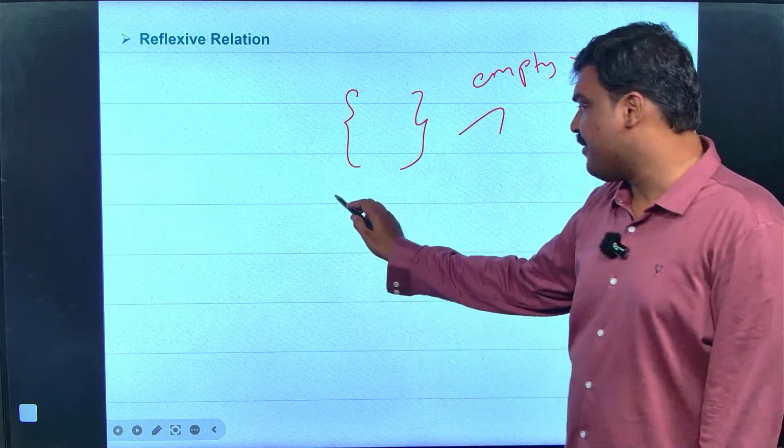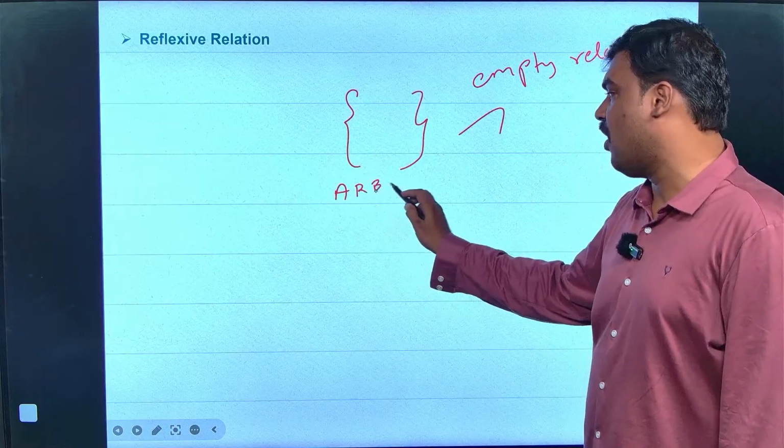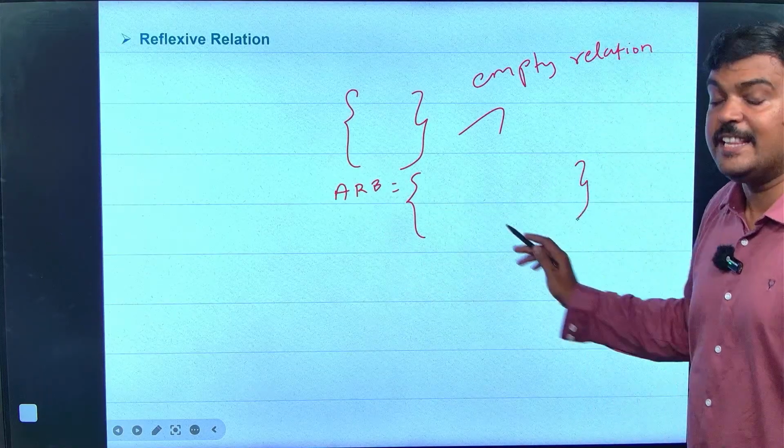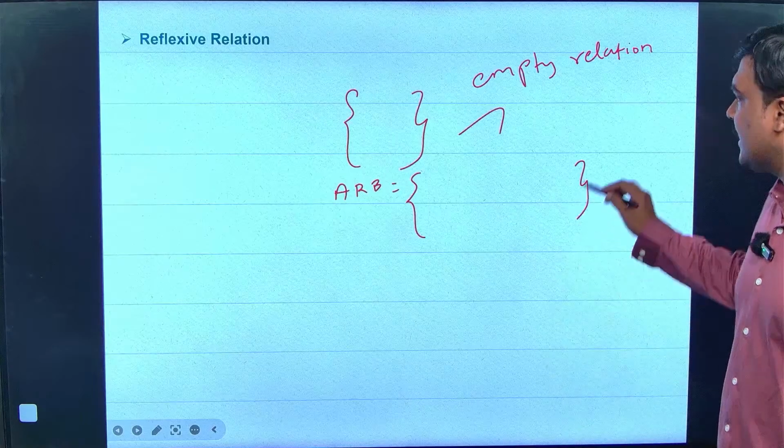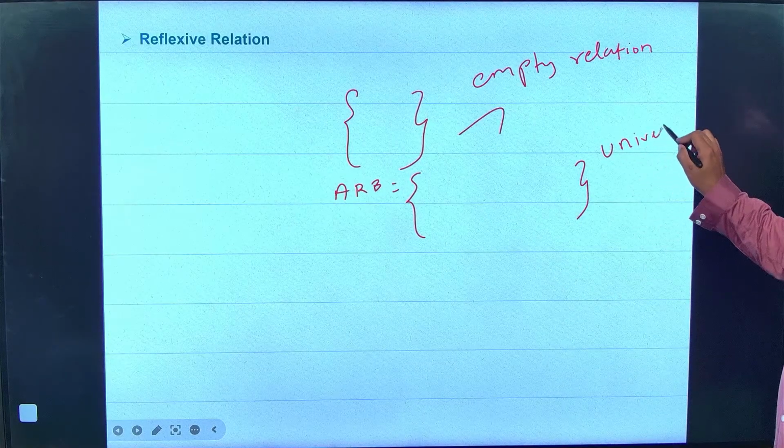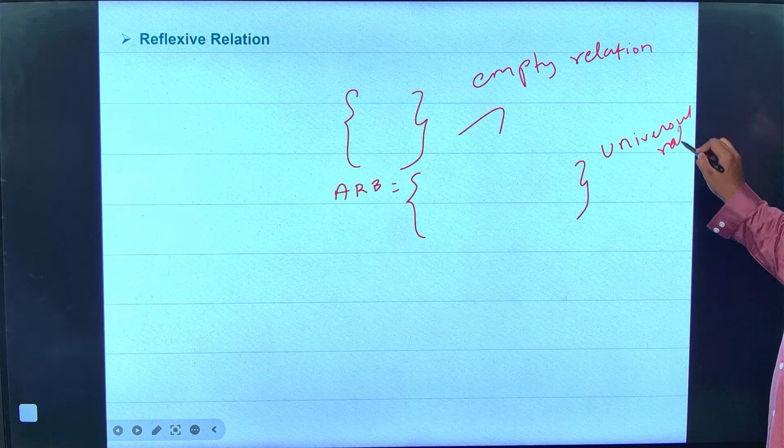Sir, when I have A related to B and I got all the elements in the Cartesian product in the subset, I am going to call it as what? Universal relation. Universal? Sir. Yeah.